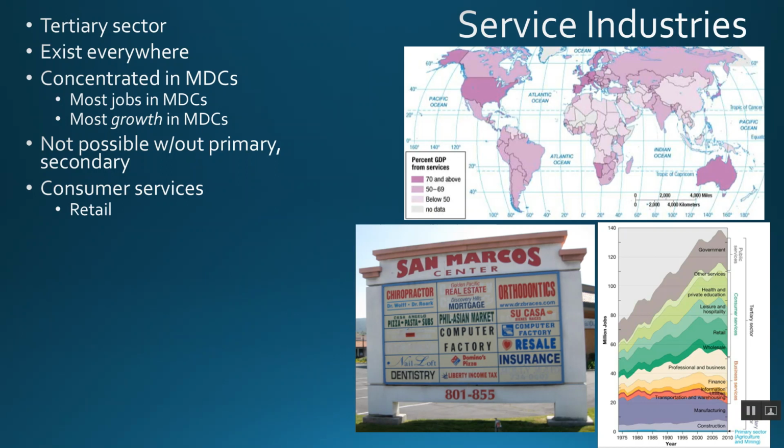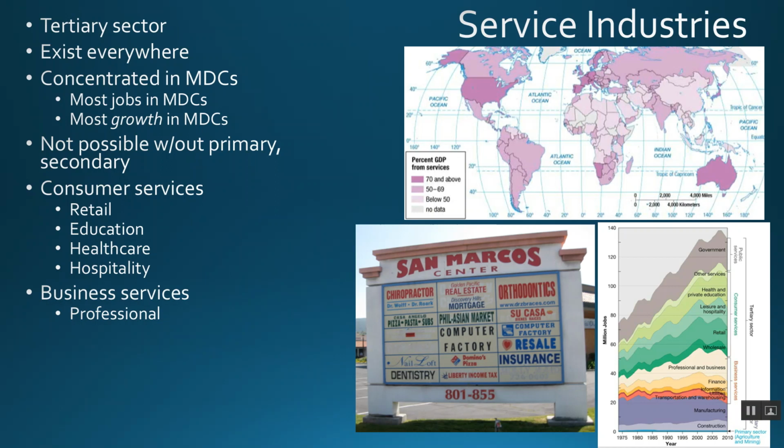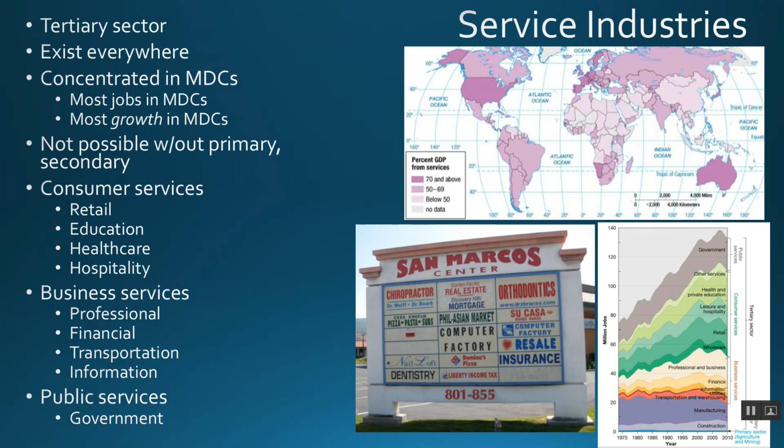But they are consumer services. They include things like retail, education, healthcare, especially, hospitality, and business services such as professional services. Think about accounting, which is also financial services, transportation, information. Think about things like tech, and then public services like government.